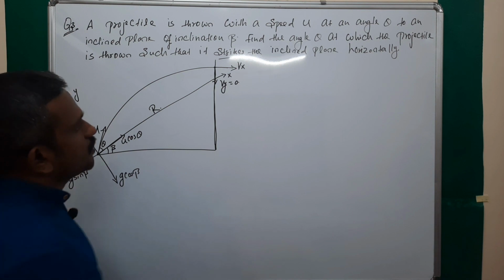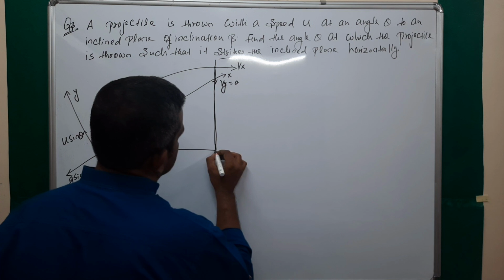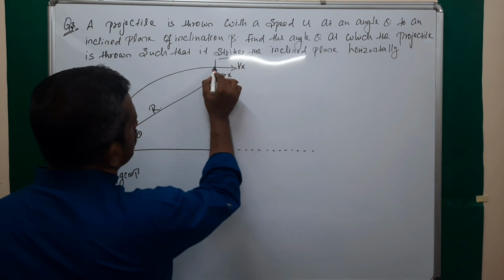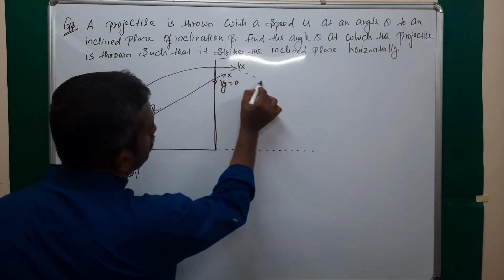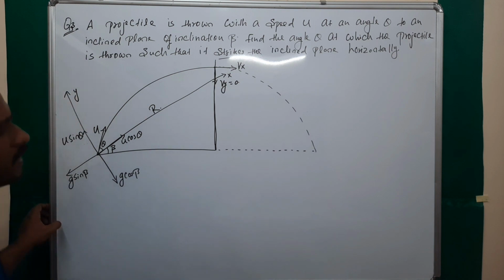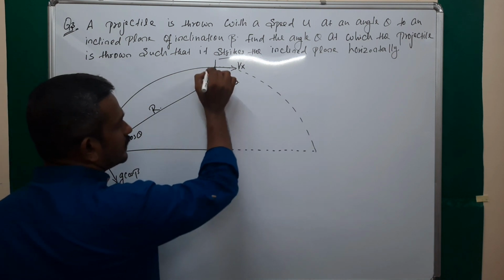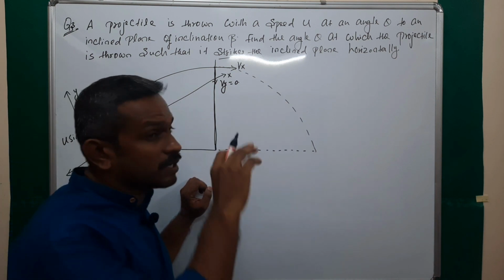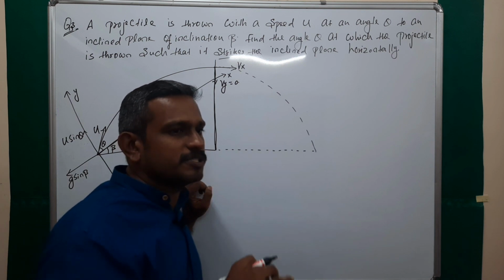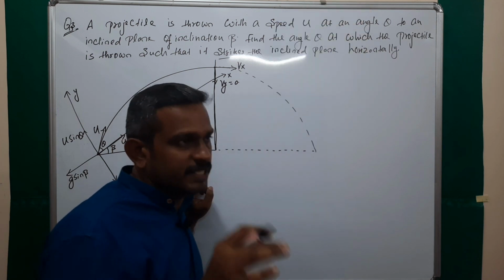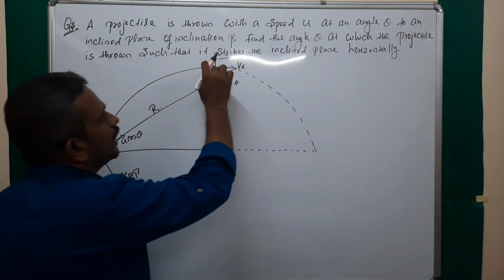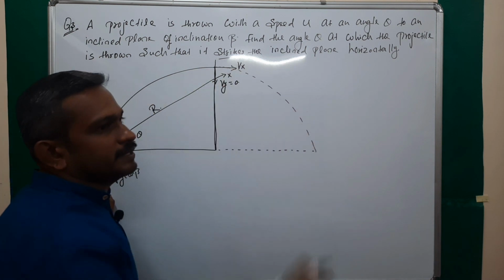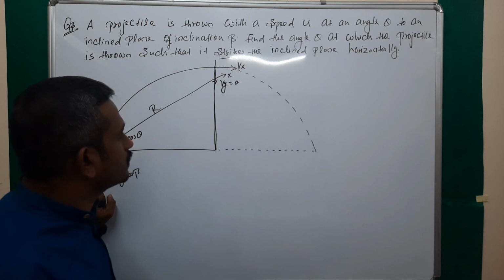Extend this, and the projectile will come like this. The projectile hits the inclined plane at the point that is the maximum height of the horizontal projection. A particle is projected with a certain angle theta and it reaches a maximum height. At that point only, the projectile will hit the inclined plane horizontally.